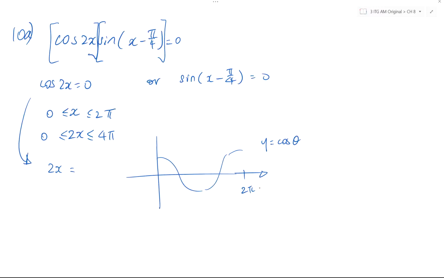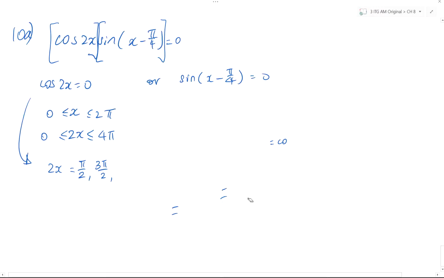When it is equal to 0, I've got this point over here and this point over here. This portion is known as pi, so this is pi over 2, and this is 3 pi over 2. Right? So our 2x is equal to pi over 2 as well as 3 pi over 2. But is that all? I should still add some more, right? What angles should I add now?